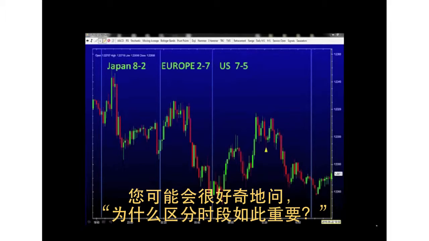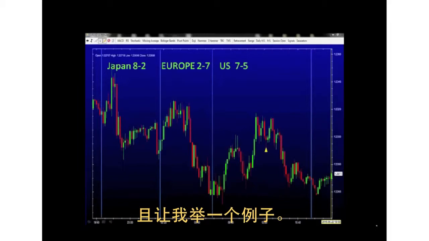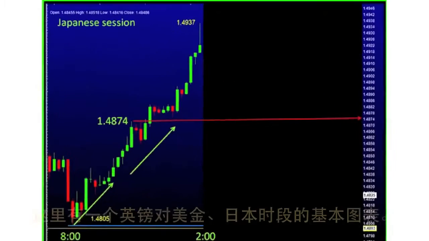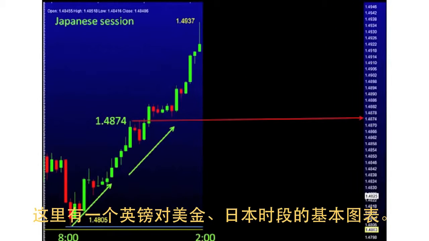Now you're probably asking yourself, why is it important to separate each session? Allow me to give you an example. Here we have a basic chart of the British pound US dollar during the Japanese session.